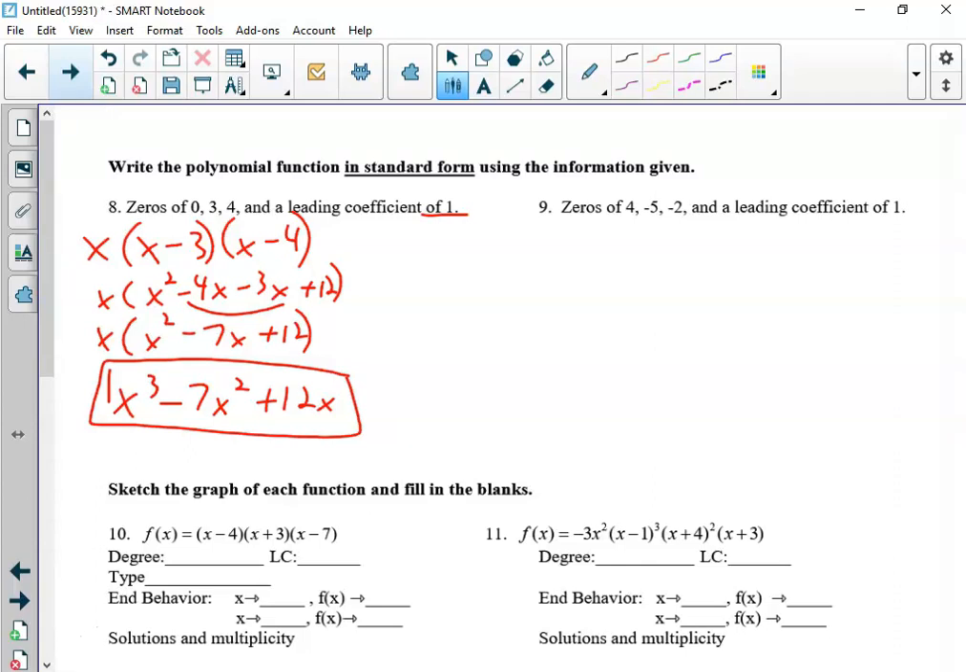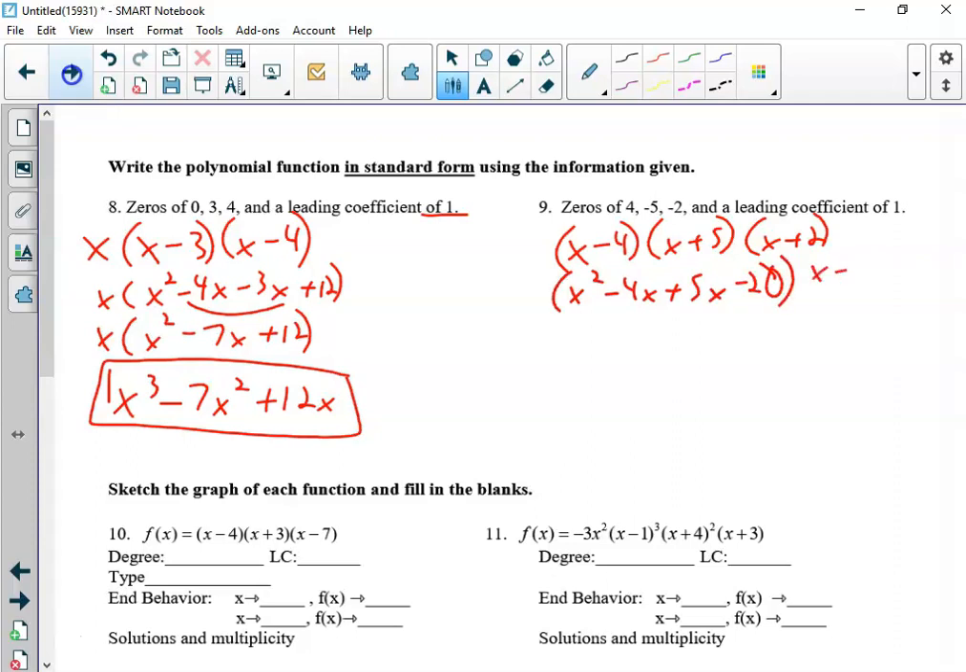On number 9, I still want a lead coefficient of 1. My zeros are going to be at 4, so x minus 4, negative 5, so x plus 5, and negative 2, x plus 2. I'm going to start by FOILing the first two. It doesn't matter, you can do any two of these. X squared minus 4x plus 5x minus 20 times x plus 2. I'm going to join my middle term. X squared plus x minus 20 times x plus 2.